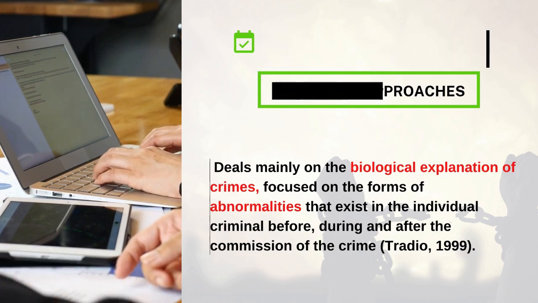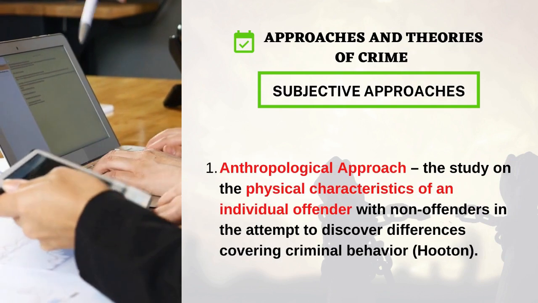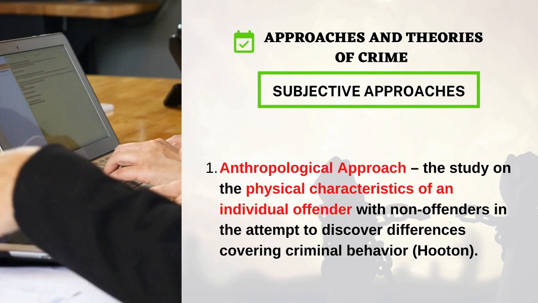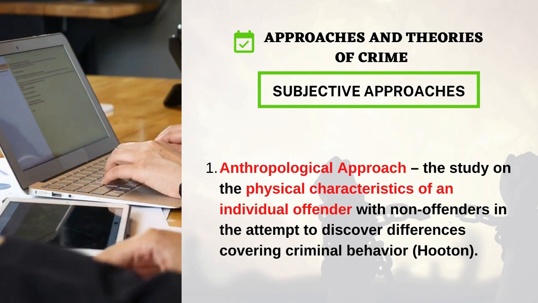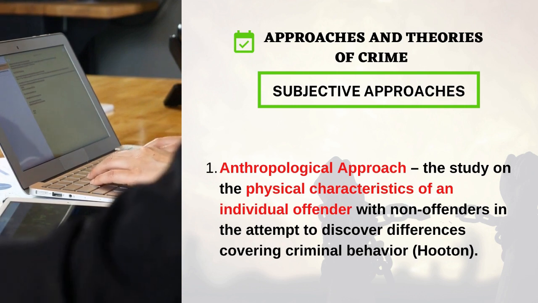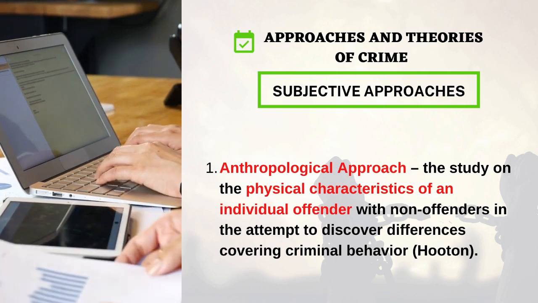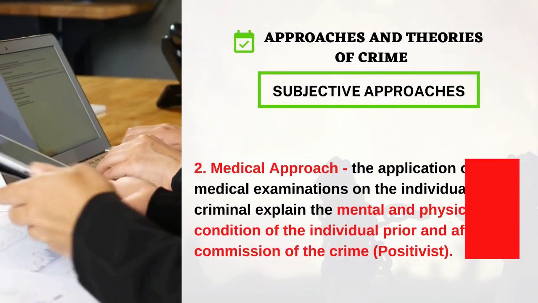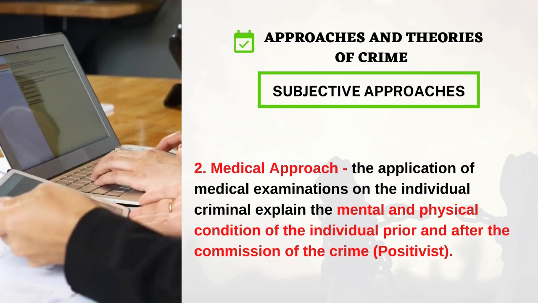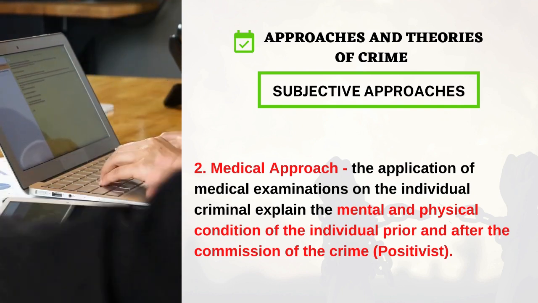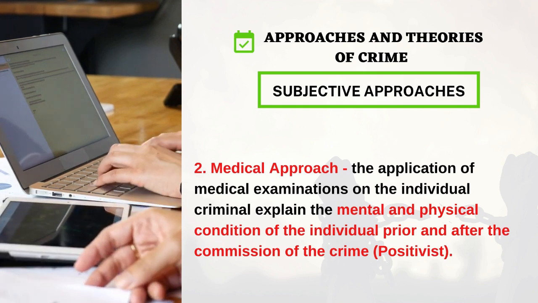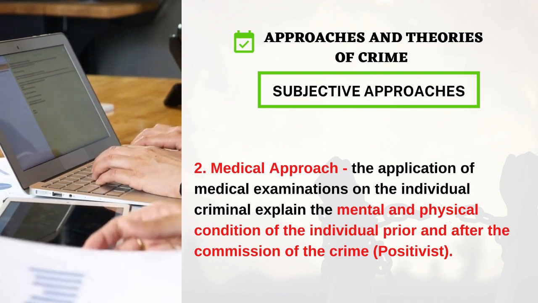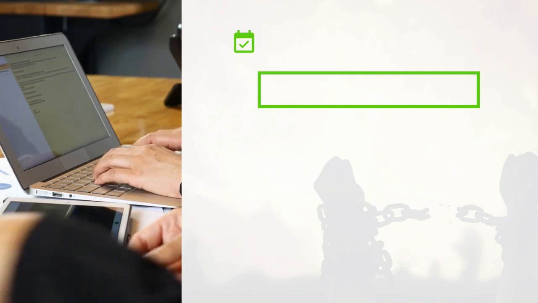Tradio, 1999. Included under this approach are: 1. Anthropological approach, the study on the physical characteristics of an individual offender compared with non-offenders in the attempt to discover differences covering criminal behavior, Hooton. 2. Medical approach, the application of medical examinations on the individual criminal to explain the mental and physical condition of the individual prior and after the commission of the crime, Positivist.